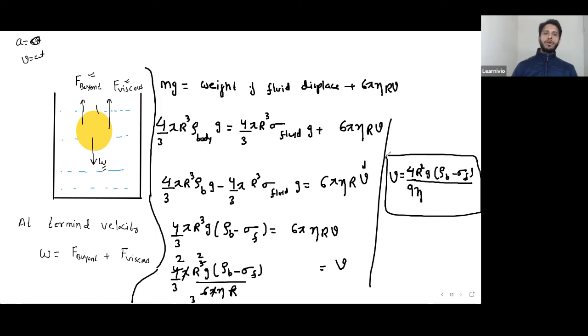So when will the body attain terminal velocity? The body will attain terminal velocity when these two forces balance the weight of the body. And the velocity at which these two forces balance the weight is known as the terminal velocity.